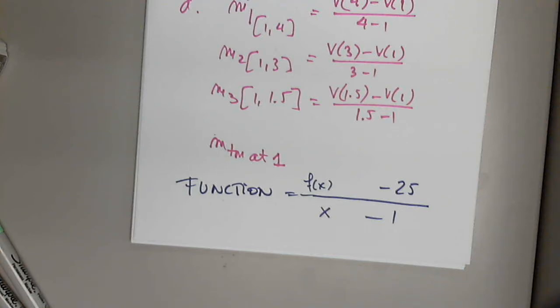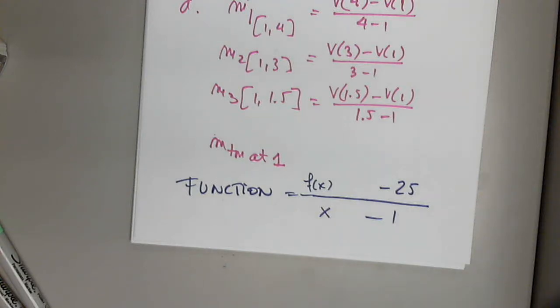What if I put just 1 in there? What will I get? Error. It's 0 in the denominator. I cannot even try to do that, right? Because I have x minus 1 in the denominator. So I can go as close as I want.